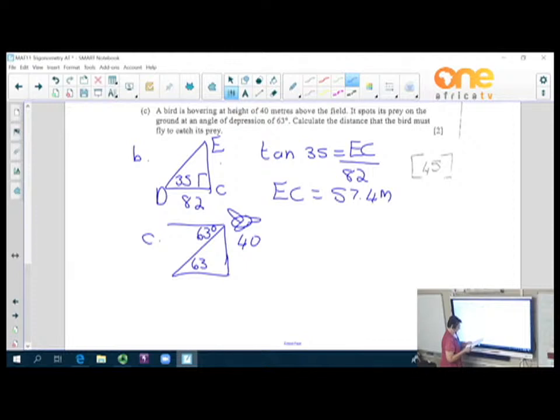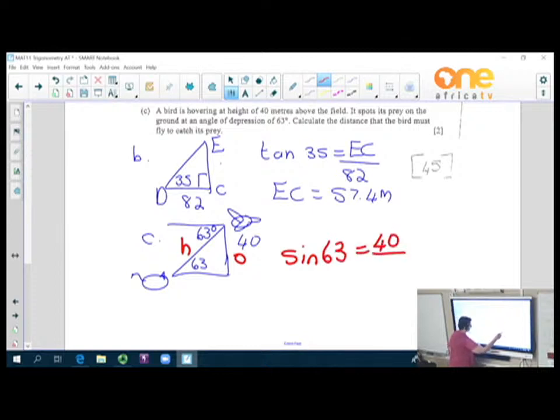And now they want to calculate the distance that the bird has to fly. So here's the mouse that it spots. And this is the distance that it's going to fly. So if we label it, this is opposite and this is hypotenuse, which makes it sine. So sine 63 is 40 over the hypotenuse. Which method? Bottom divide, and the answer is then 44.9 meters.